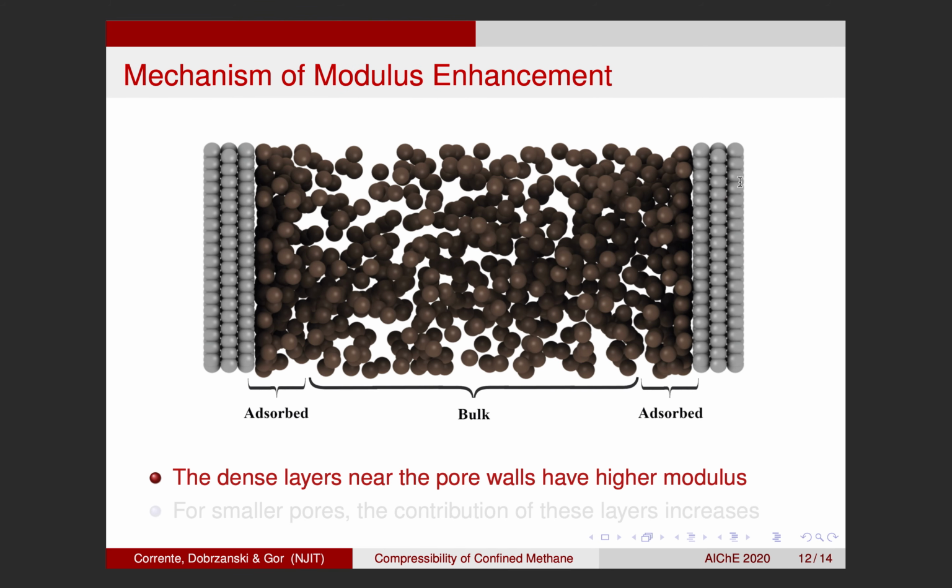All right, why is that happening? Why do we see it? When we consider methane in the pore, the density in the pore won't be uniform. If the pore is large, in the center the density will be close to bulk. However, by the pore walls the density will be higher, and these dense layers will give us a higher modulus. For smaller pores, the contribution of these layers obviously increases, and the modulus overall increases.